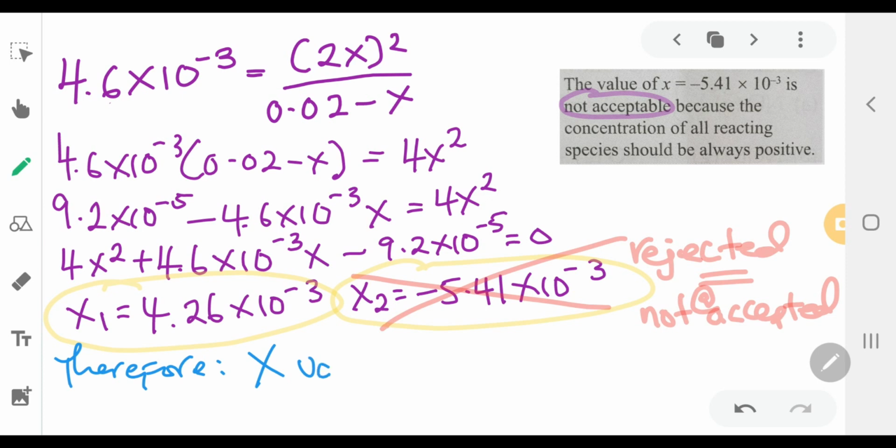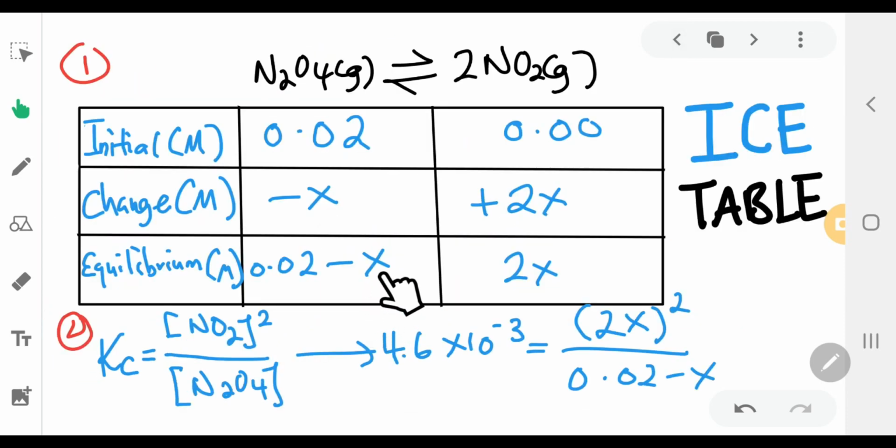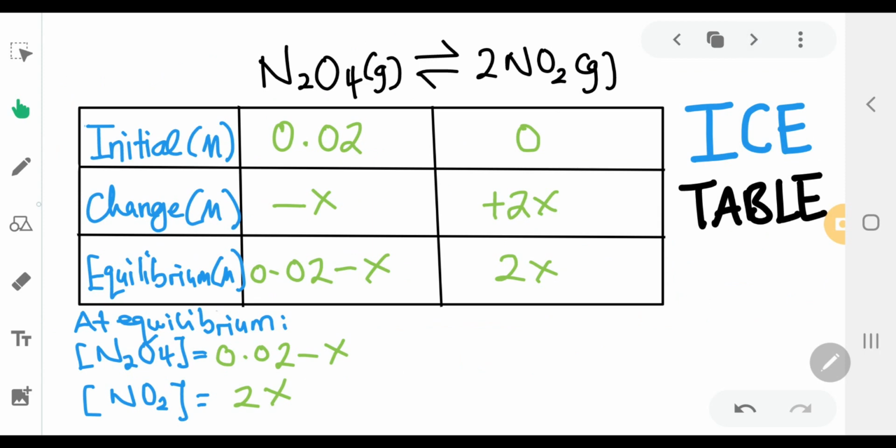Therefore, the x value is 4.26 times 10 to the power of negative 3. So we're going to take 4.26 exponent negative 3, and we will substitute that value into your equilibrium over here. So let's do that. Okay, now we have this written at equilibrium. Concentration of N2O4 is 0.02 minus x. Yes, so you have written it down here. And then at equilibrium, when you have reached equilibrium, the concentration of NO2 is 2x right now. It's no longer zero because you have produced this already. So you have 2x.